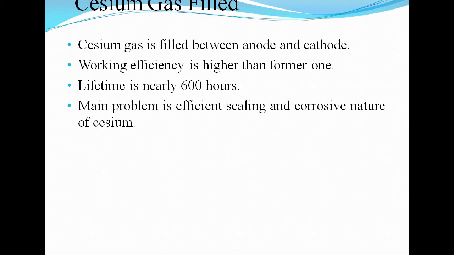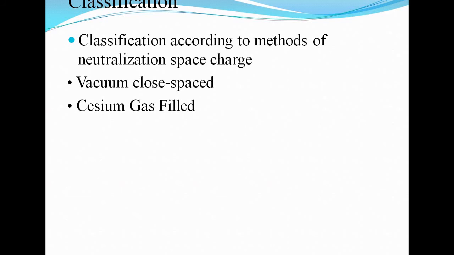Then cesium gas filled, this is another type. So in case of cesium gas filled, cesium gas is filled between anode and cathode. Working efficiency is higher than the former one. Lifetime is nearly 600 hours. Main problem is efficient sealing and corrosive nature of cesium. So this is the problem with cesium gas filled generator. So we have seen that there are two types of thermionic generator.